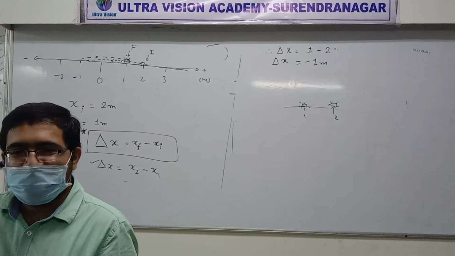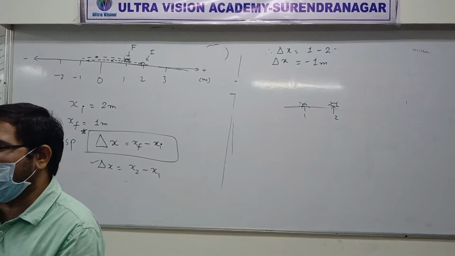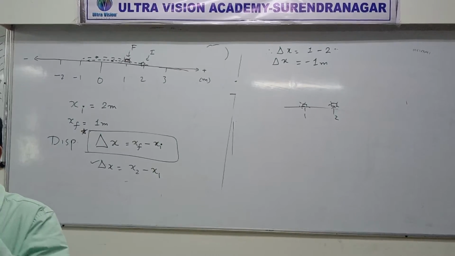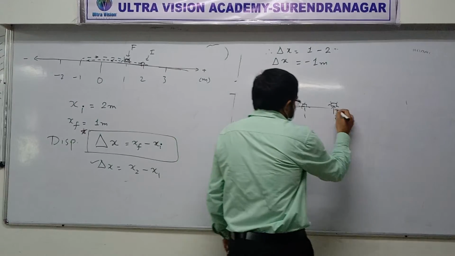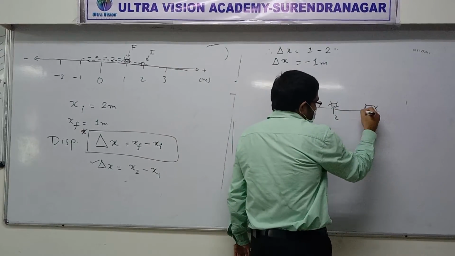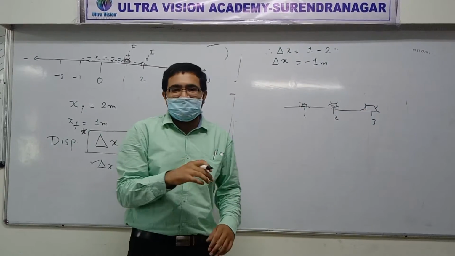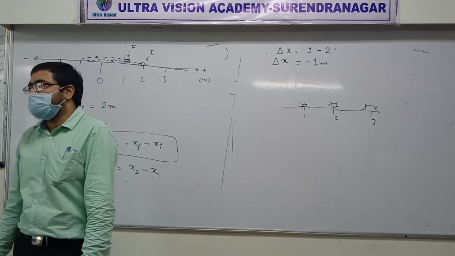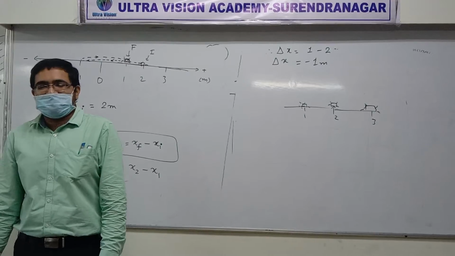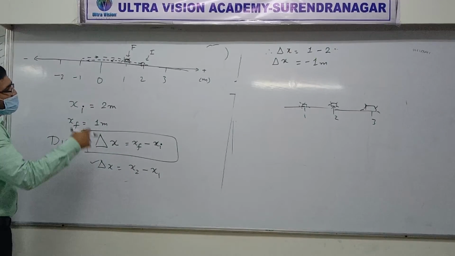What do you understand from what I'm saying? Compared to the initial position, it has shifted 1 meter. Okay, 1 meter shifted, but 1 meter shifted could also be that way. Yes or no? So which way? Right side or left side? That's why minus. Did you understand? Yes. Sure. Yes.